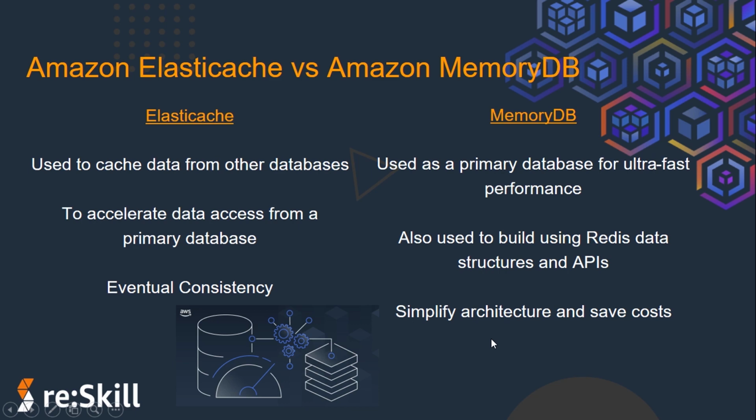Now, to summarize, MemoryDB will be a good fit for your use case if you want to build an application using Redis data structures and APIs with a primary durable database. But you can consider ElastiCache for Redis for your use cases where you want to use the Redis data structures and APIs to access the data that is stored in a primary database or a data store. So that was the major difference between both of them.